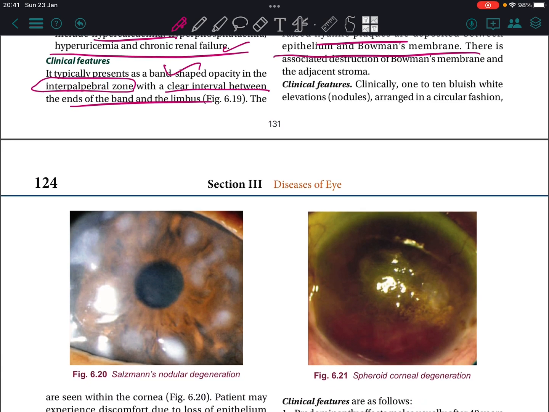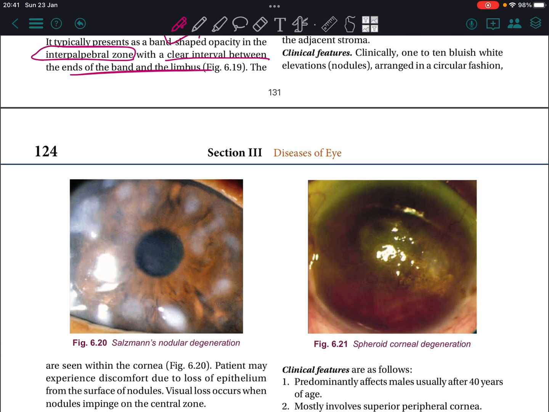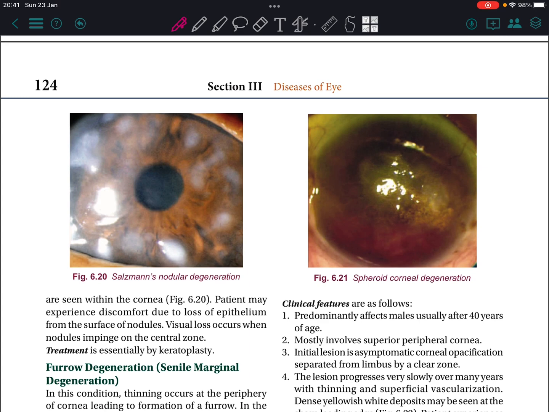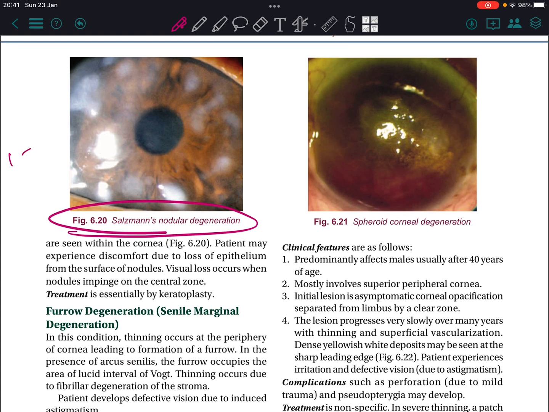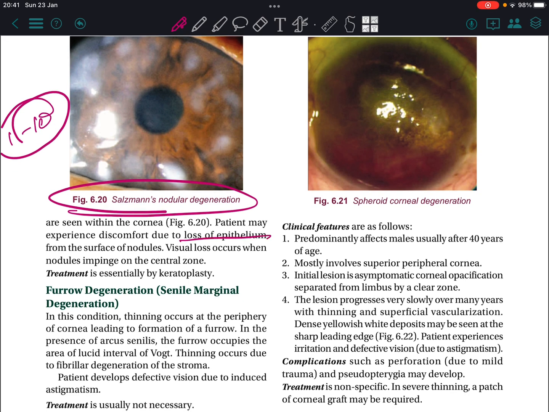Clinical features: clinically, 1 to 10 bluish white elevations arranged in a circular fashion are seen in the cornea. Patients may experience discomfort due to loss of epithelium from the surface of the nodule. Visual loss occurs when nodules impinge on the central zone. Treatment is essentially by keratoplasty.